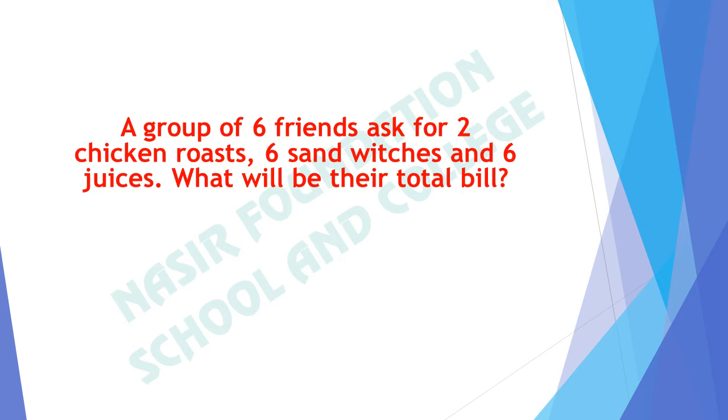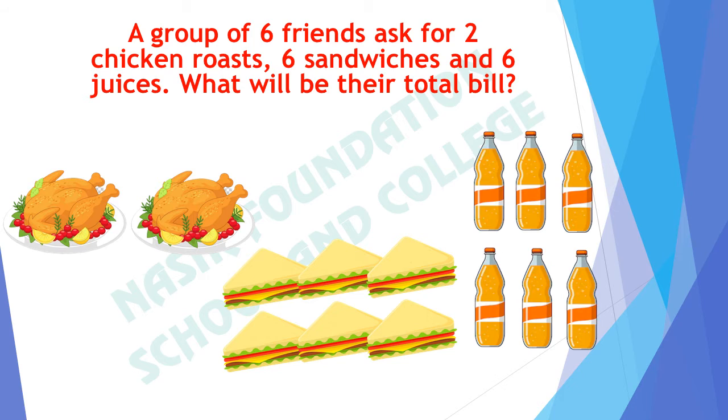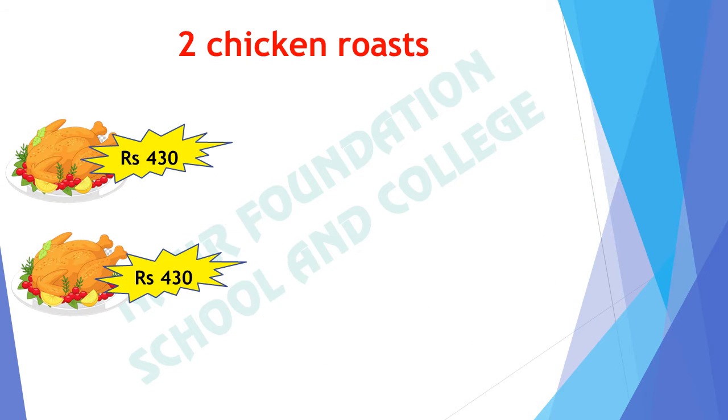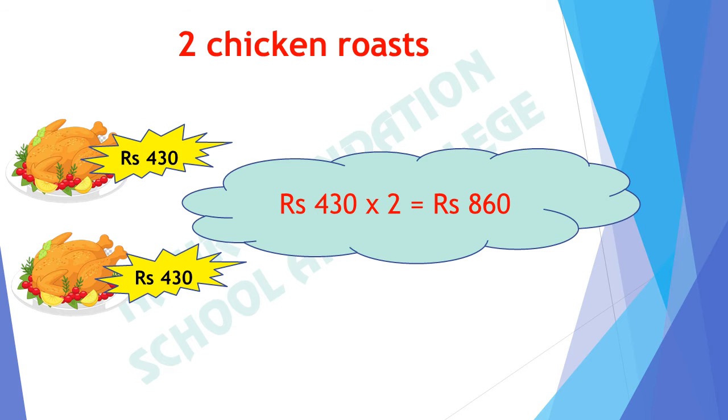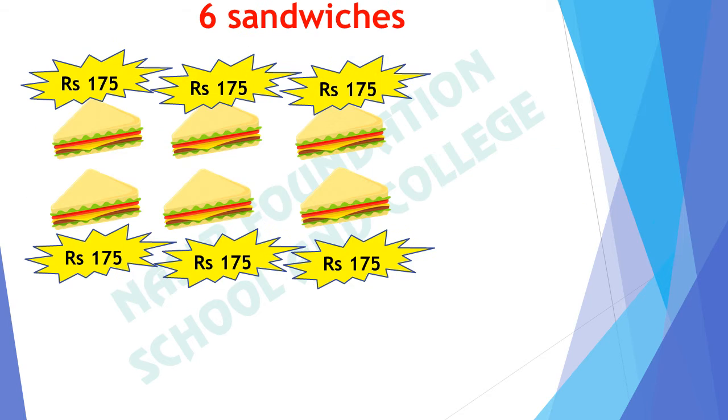A group of 6 friends asks for 2 chicken roast, 6 sandwiches and 6 juices. What will be their total bill? As their order is 2 roasts, 6 sandwiches and 6 juices, the price of 2 chicken roast is, we will multiply the price of 1 chicken roast with 2. Rupees 430 is multiplied by 2 and we get the answer 860. The price of 2 chicken roasts is 860 rupees.